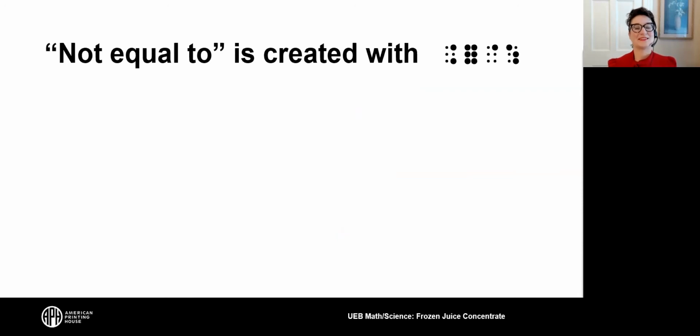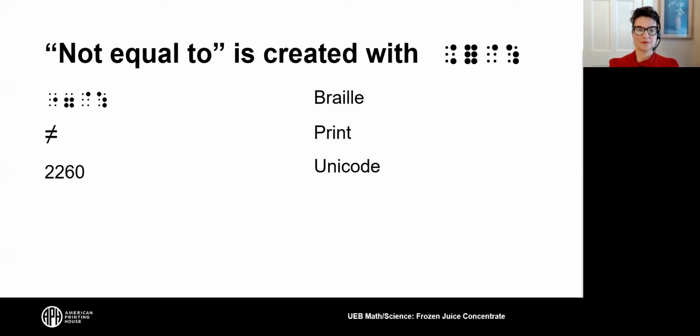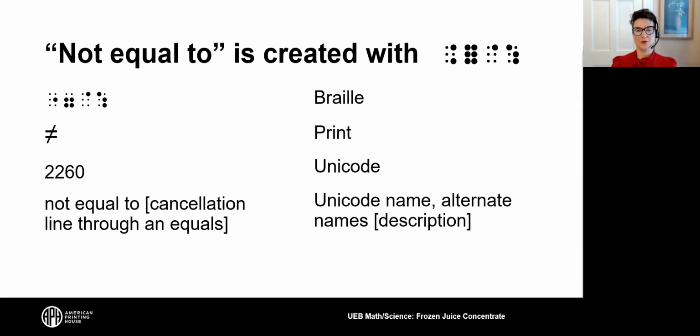For example, when something is not equal to, we have the equal symbol from UEB, that's dot 5, dots 2, 3, 5, 6, and then this line through previous item indicator, so that our not equal to is comprised of 4 Braille cells. And it looks like the equal sign with a sort of top right to bottom left slash through it. The Unicode number for the not equal to print character is 2260.